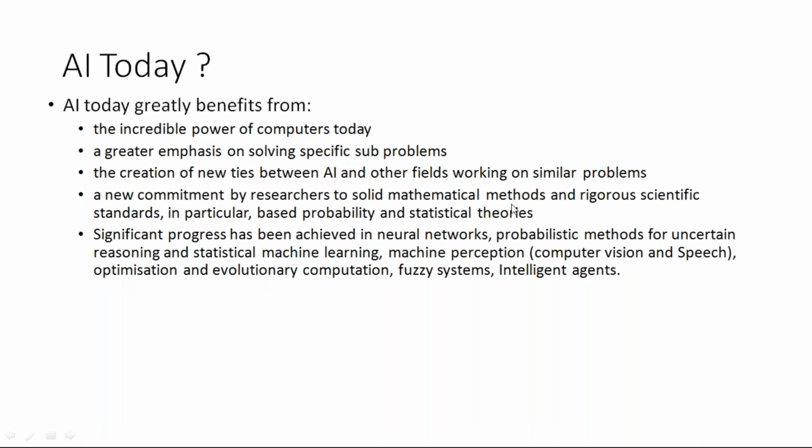For example, if I'm supposed to predict whether it will rain tomorrow or not, there are a lot of factors to answer that question. And even when I answer, I cannot answer with a 100% guarantee. So such domains require a probabilistic treatment. And we have statistical machine learning, which is nothing but machine learning which learns from data mining and statistical analysis of the data. And we have machine perception, excellent computer vision and speech.